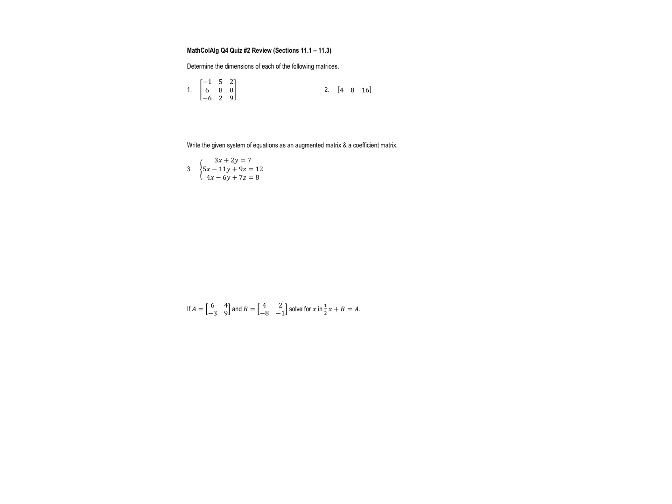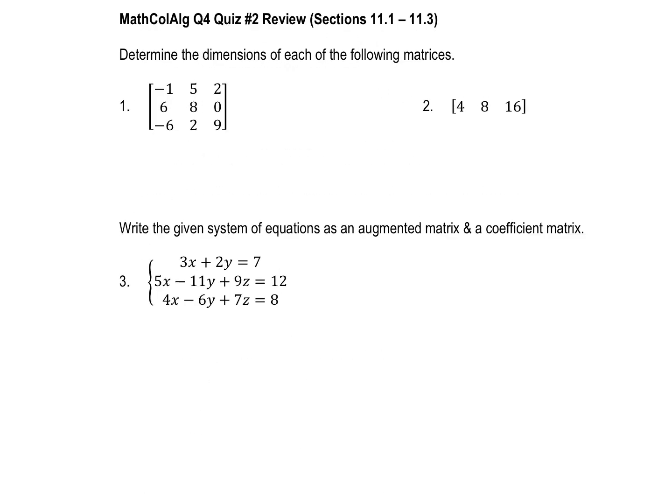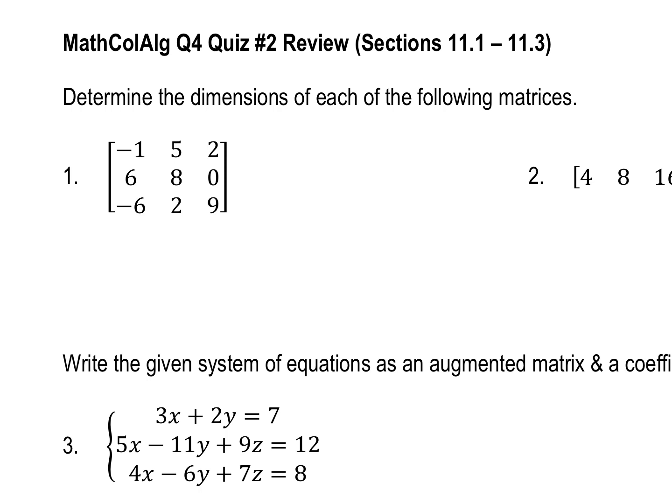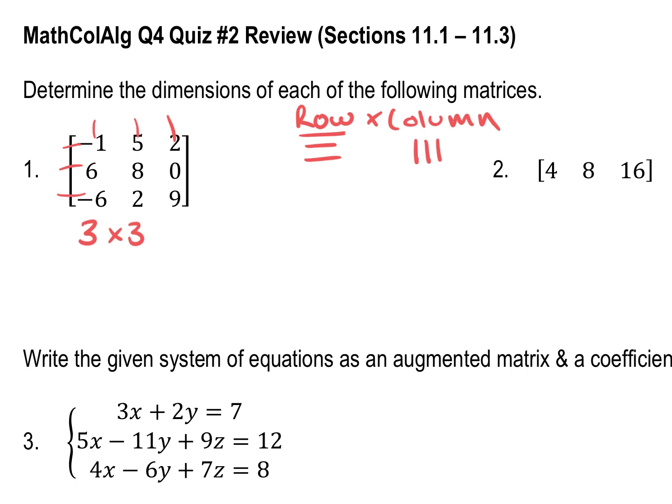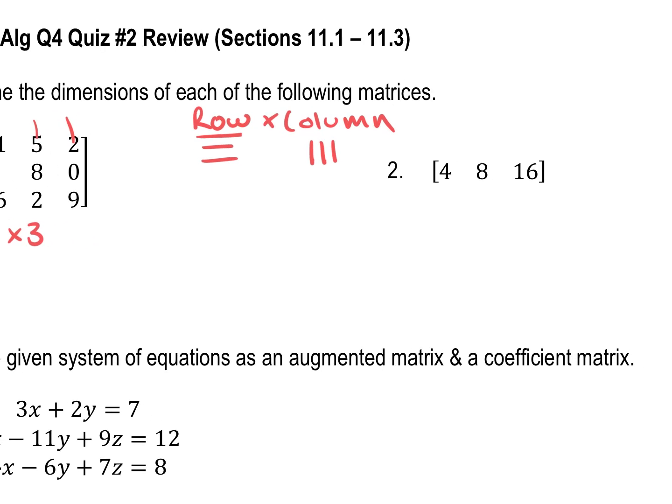All right, so 1 and 2 say determine the dimensions of each matrix. Remember, for the dimensions, we go row by column. And rows go side to side and columns go up and down. So in the first one, what would our dimensions be? 3 by 3. Awesome. We have 3 rows and 3 columns. What about number 2? 1 by 3. We have 1 row and 3 columns. So 1 by 3.